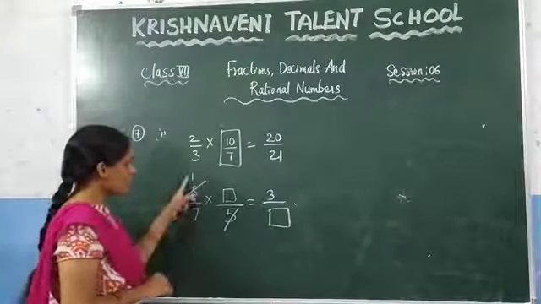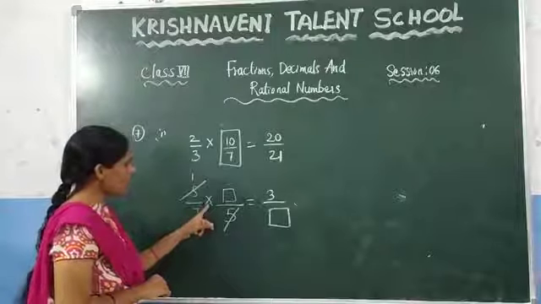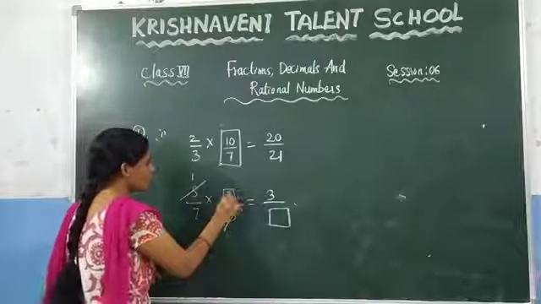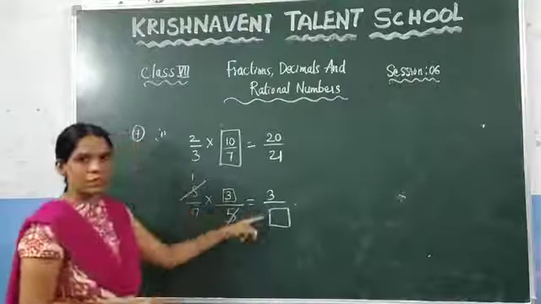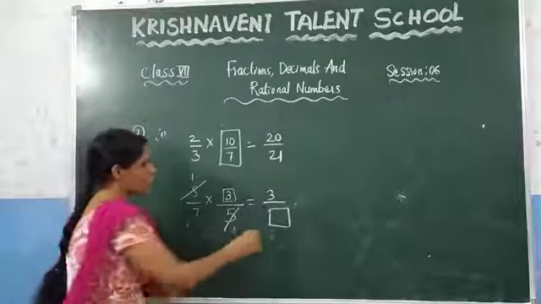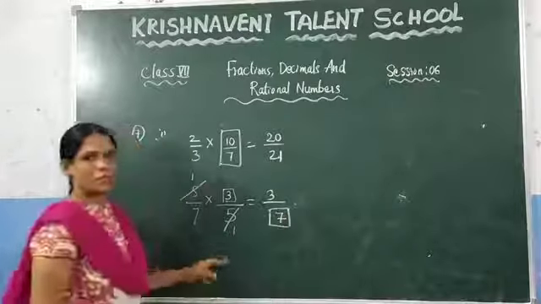Now you need to check here. If you are multiplying 1 with some number, you have to get the result as the same number. Which number do you need to write here? You know that 1 into 3 is 3. Similarly here 7 is there. Here 1 is there. 7 into 1 is 7. This is the problem.